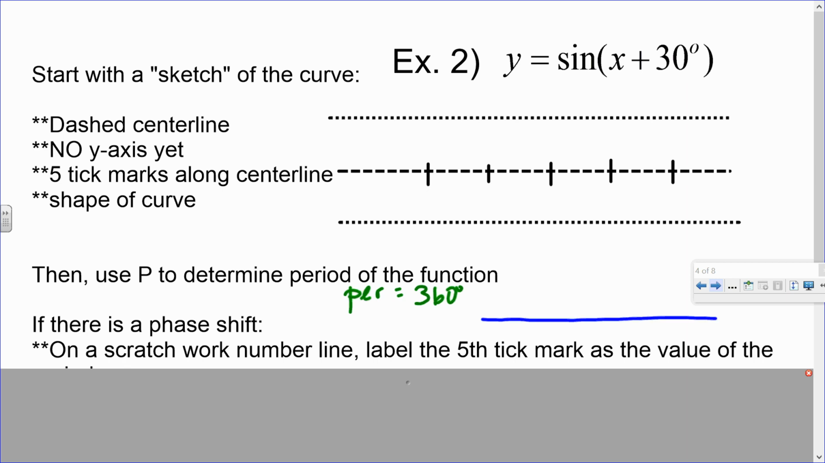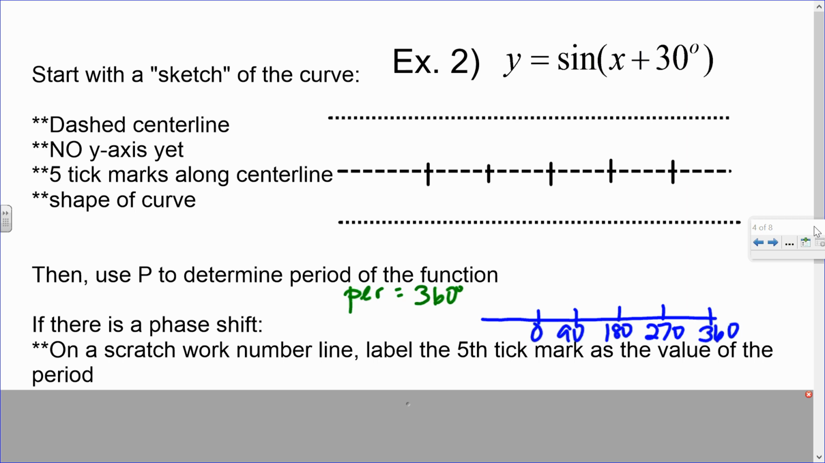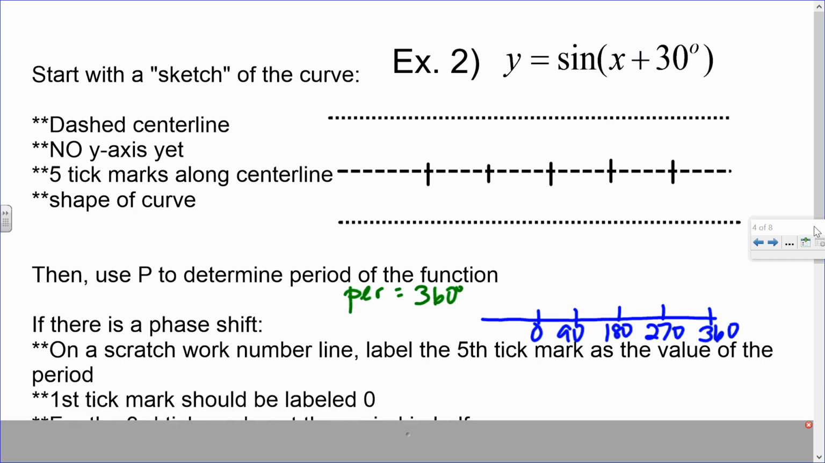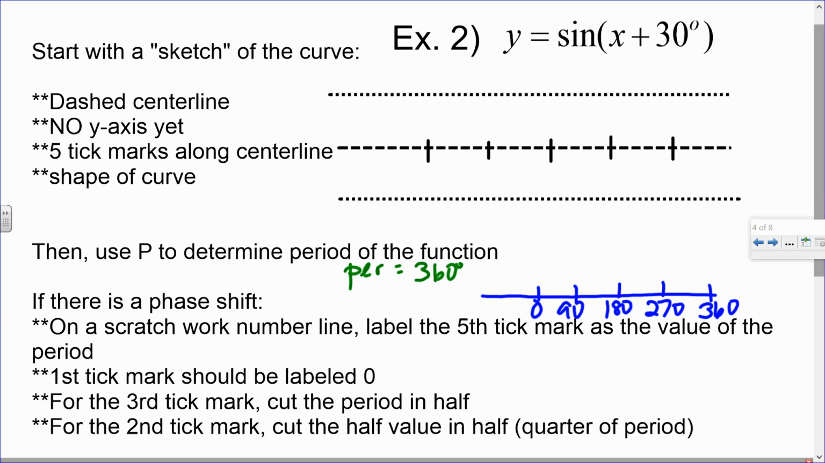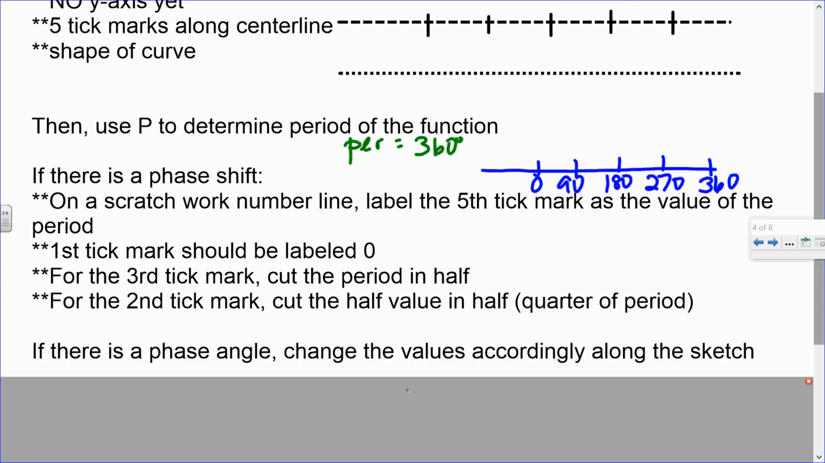Here's my number line, and I'm going to do 1, 2, 3, 4, 5 tick marks. My period is 360, so I'm going to label the first one 0 and the second one 360. The last one 360. So what's the middle one, everybody? 180. Half of 180 is 90, and that means they're all 90 apart, so this one has to be 270. Okay, so we've gone through and we've done all of those steps like we did before.